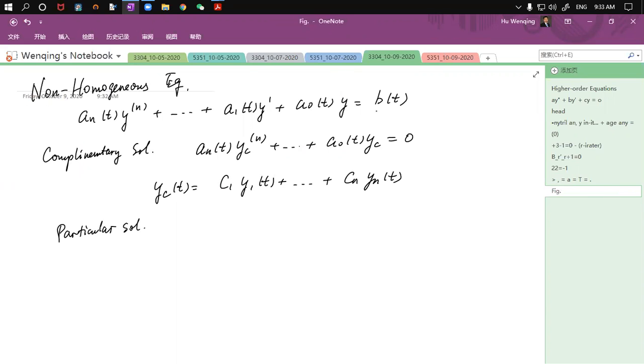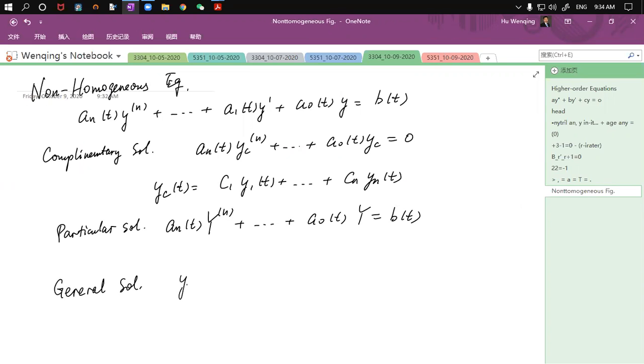The particular solution satisfies the non-homogeneous equation. So that means a_n(t) times the nth derivative of y plus dot dot dot plus a0(t) y is equal to b(t). So you will need this particular solution. And therefore, once you have the complementary and the particular solution, the general solution is just y(t) equal to the complementary solution plus the particular solution. That's it. You just need to find one particular solution in order to create a general solution for the non-homogeneous problem. That's the general theory that we've been talking about before.